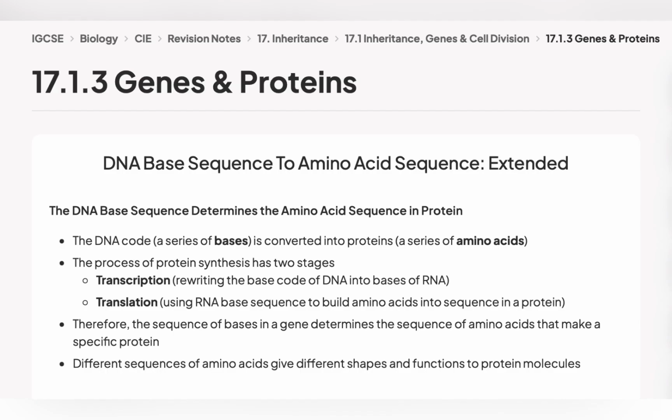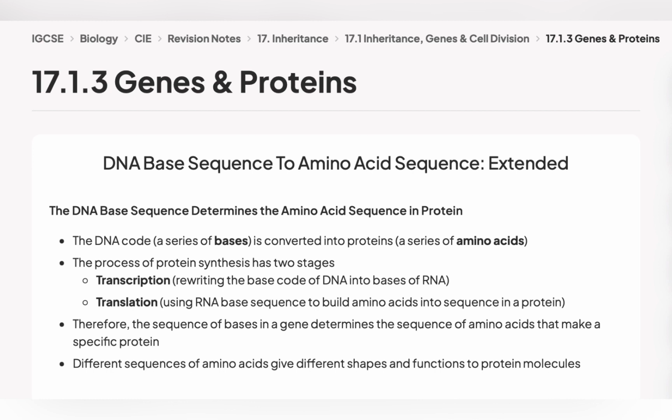In part 1, we've looked at inheritance, the gene, and cell division. Okay, part 2. In part 2 we'll be looking at genes and proteins. First of all, let's take a look at the DNA base sequence to amino acid sequence. This is for IGCSE students, those who are in the science stream.